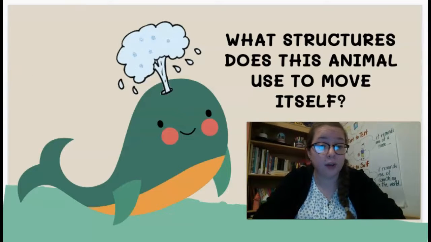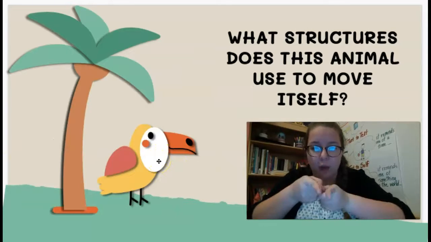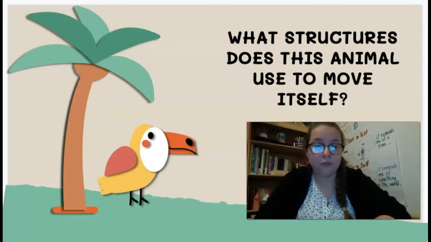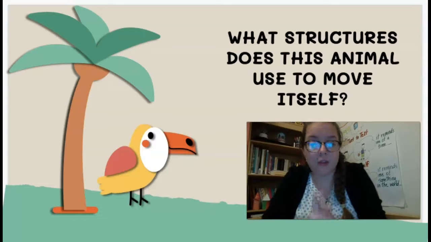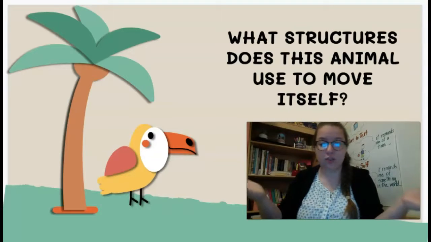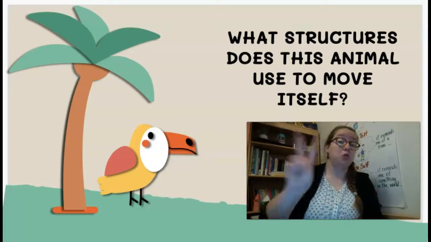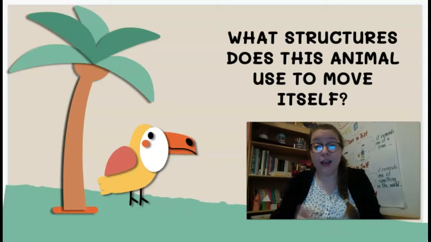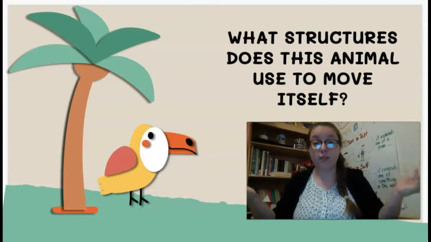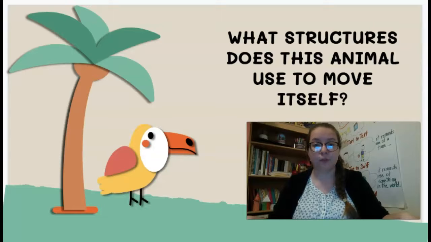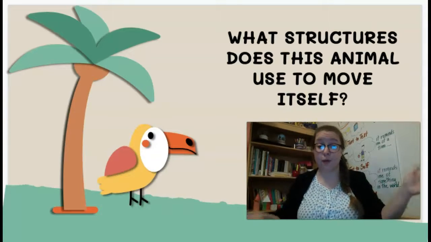I have one more for you guys. Now, my first question is, what animal is this? It's a bird, that's right, or a toucan. Now, what structure does this toucan use to help it move? This one actually has two. So what are the two, do you think? Yes, it uses its wings to fly from one place to another. What's another way it can move? Yes, its feet. It uses its feet to move from one place to another.